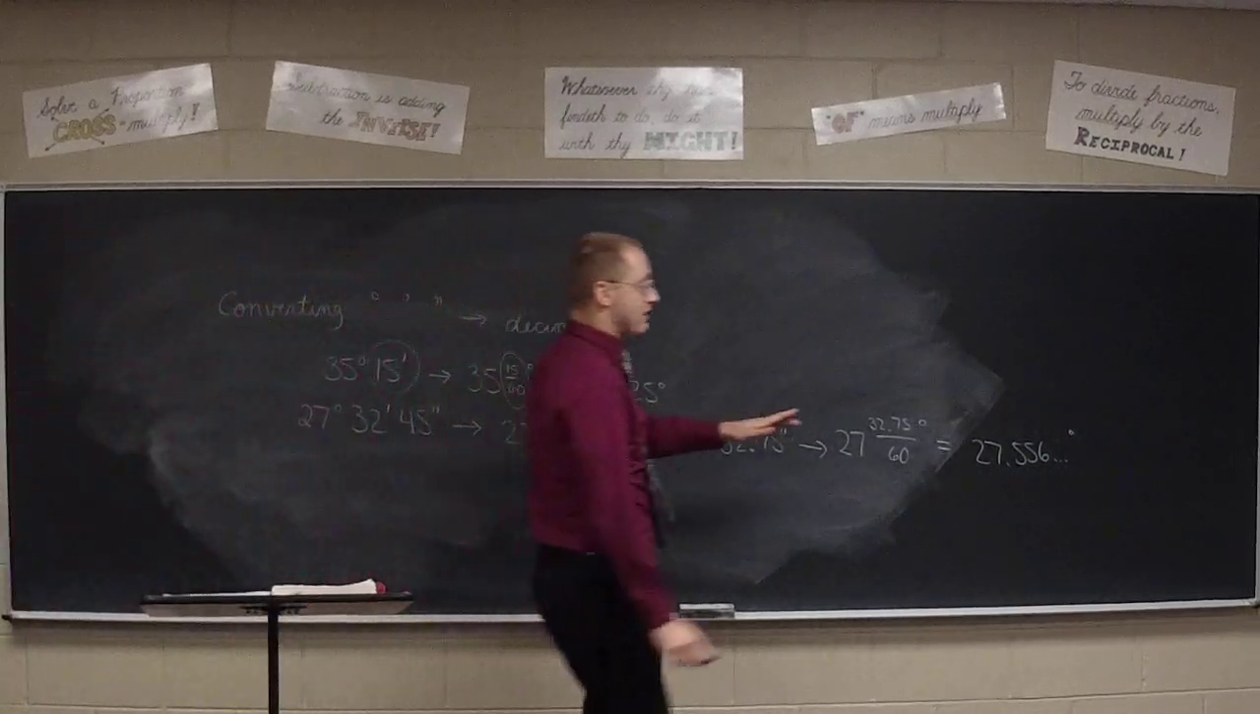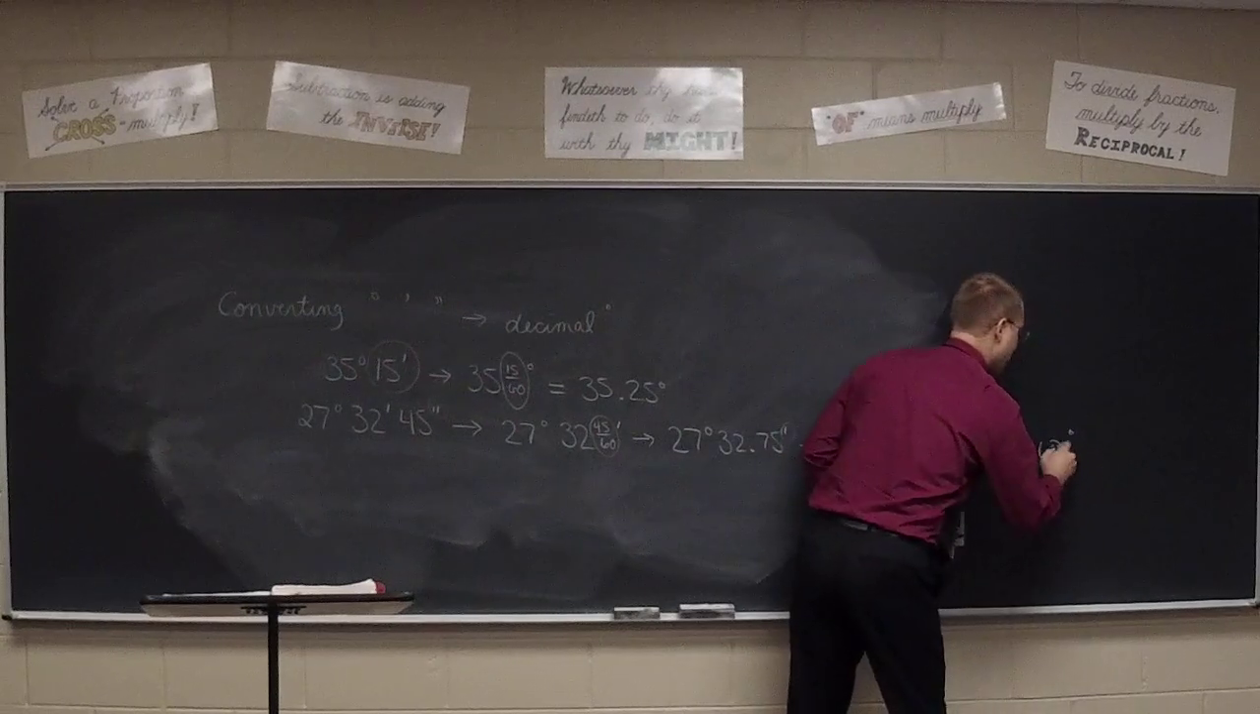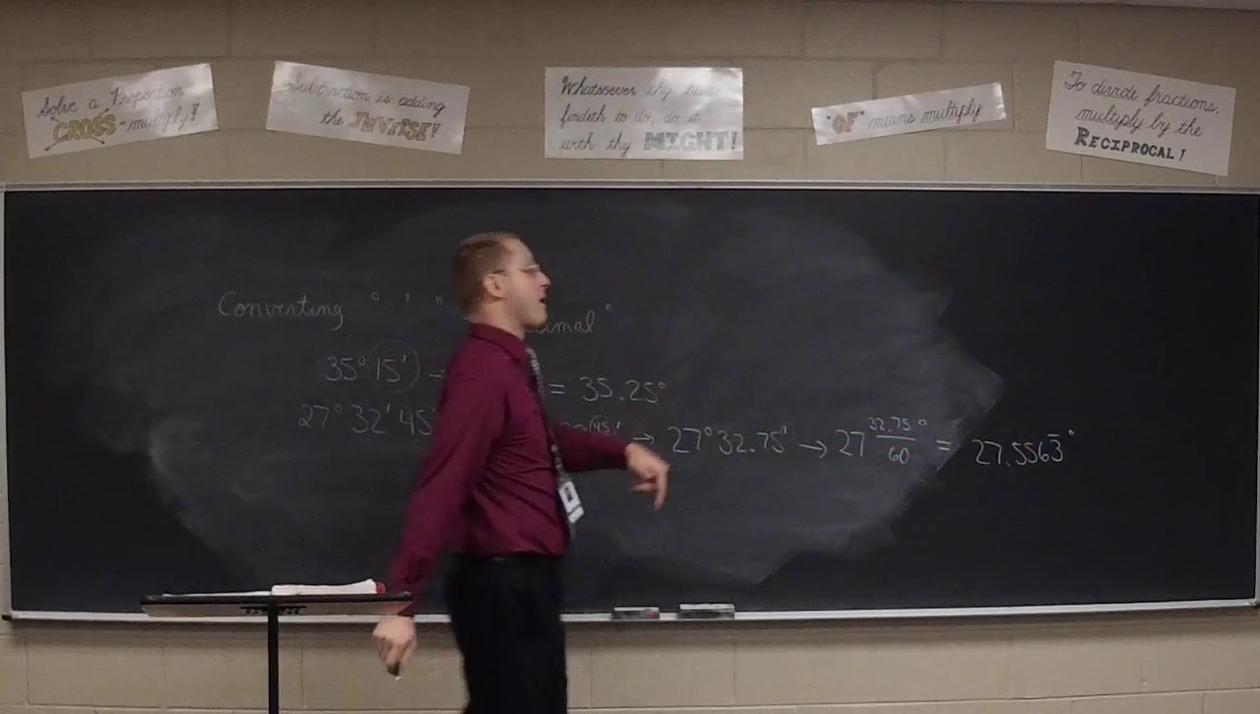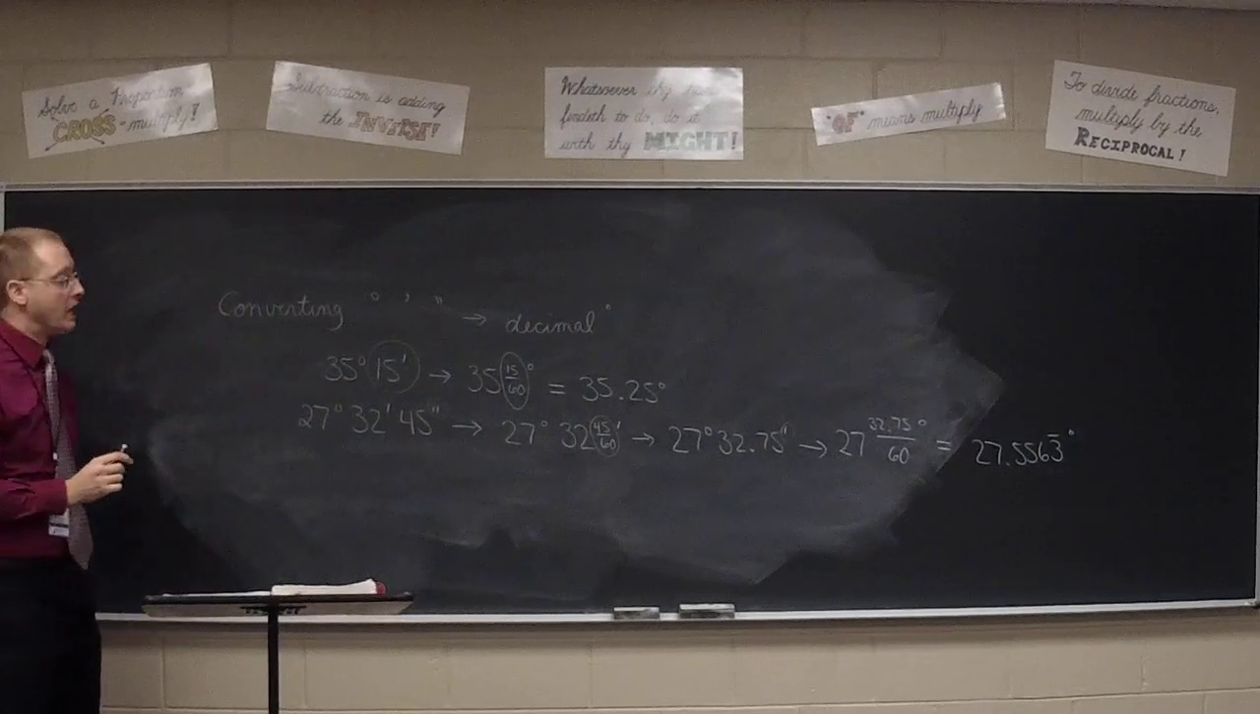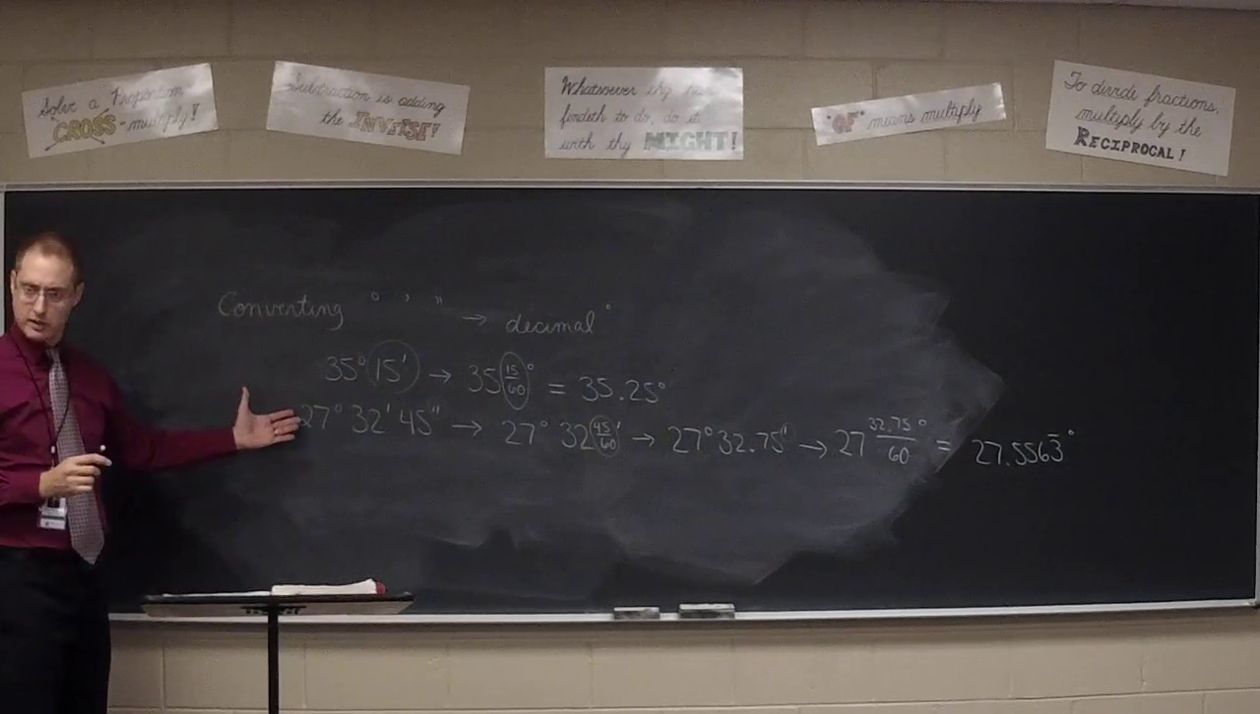So we could say 27.5563 repeating degrees. And that way we don't even have to use the little dot, dot, dot. It actually shows which digit is the repetend. All right? Do we see how to do this?